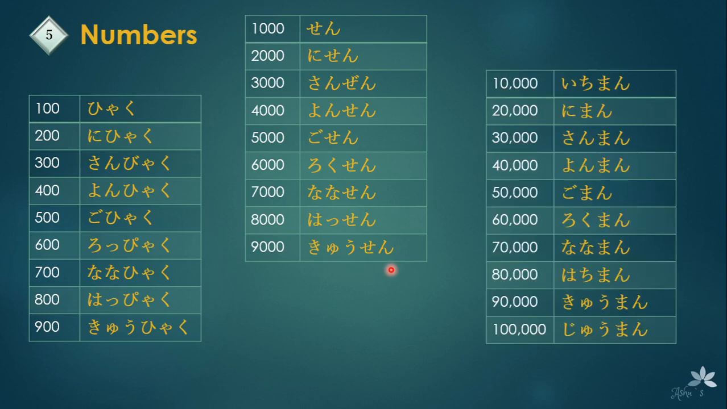After 9,000 comes 10,000. 10,000 is ichiman, 20,000 niman, 30,000 sanman, 40,000 yonman, 50,000 goman, 60,000 rokuman, 70,000 nanaman, 80,000 hachiman, 90,000 kyuman, and for 100,000 or 1 lakh it is juman.